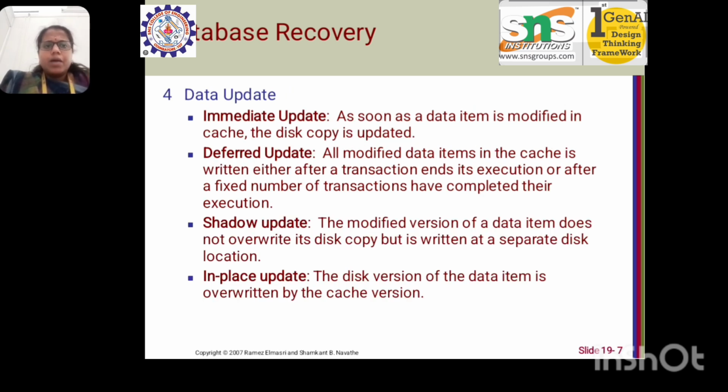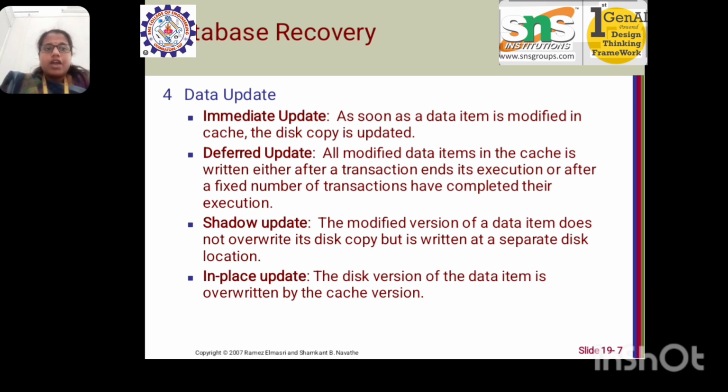Next is the data update. How can we update the data? The first one is the immediate update: as soon as the data is modified we update it immediately to the disk copy, so that data loss is reduced. The next one is the deferred update: all modified data items in the cache are written either after a transaction ends its execution or after a fixed number of transactions have completed their execution.